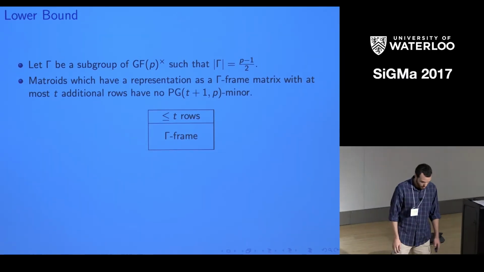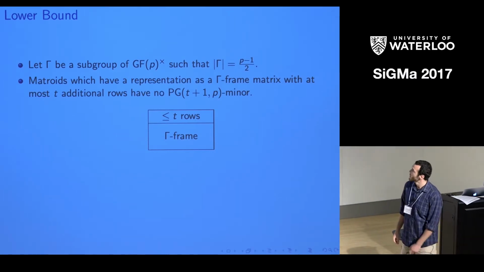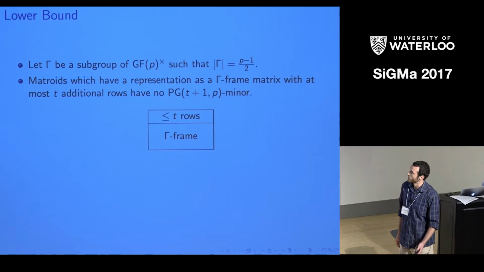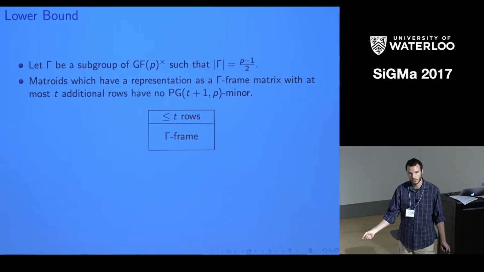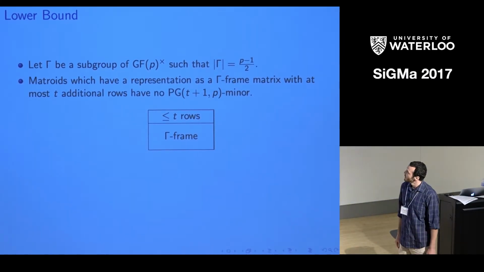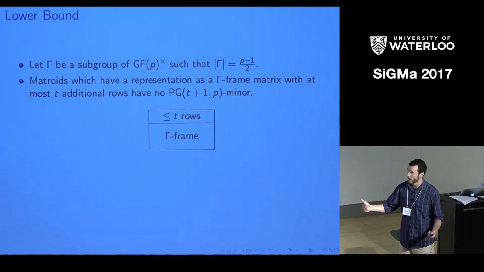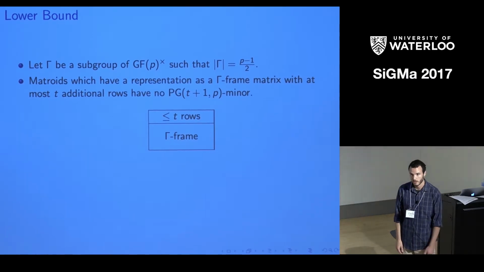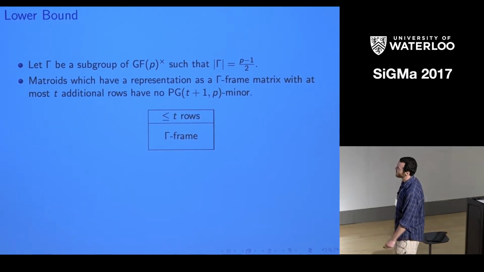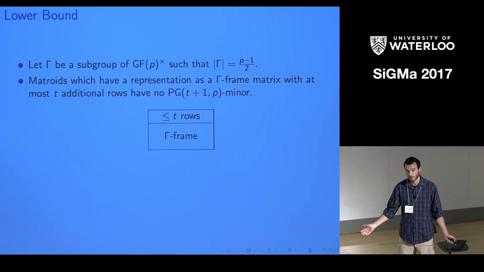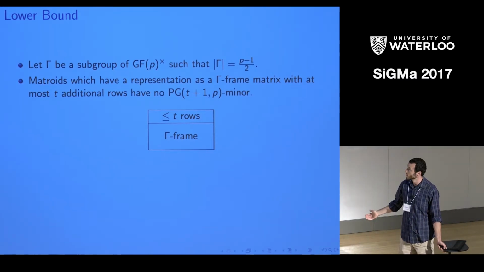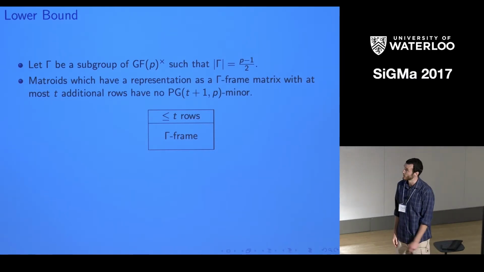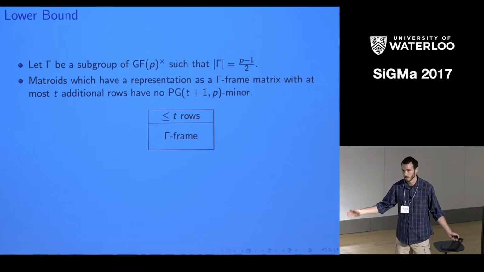So why is that true? Well, this class is minor closed. And that follows quickly from the fact that the class of gamma frame matroids is minor closed. So then we just have to check to see whether a rank t+2 matroid in this class can be a projective geometry. And you can just use a simple counting argument to show that that can't be true. So a simple rank t+2 matroid in this class just can't have enough elements to be a projective geometry.